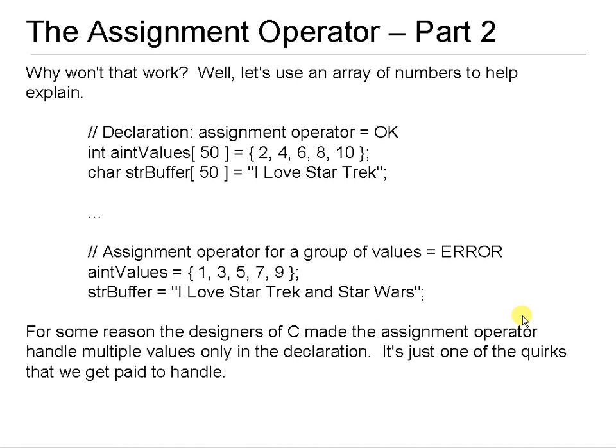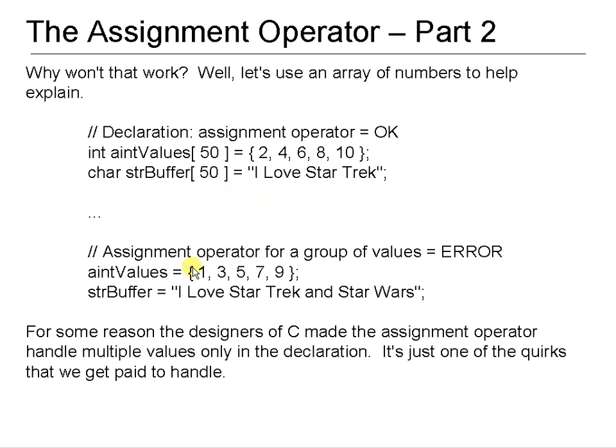Why won't that work? Well, let's use an array of numbers to help explain. So in this example, I say int values is an array of size 50 of integers, and I set the initial values to 2, 4, 6, 8, and 10. So the first 5 spots are guaranteed to be initialized. The last 45 may or may not, depending on the compiler. In the second line, I have char str_buffer 50, so I'm making a string of size 50, and I set that to "I love Star Trek", which is the equivalent of setting the first few values.